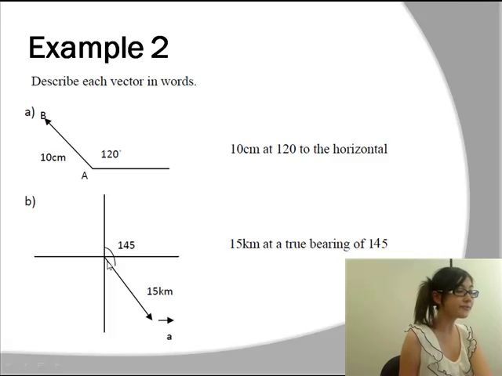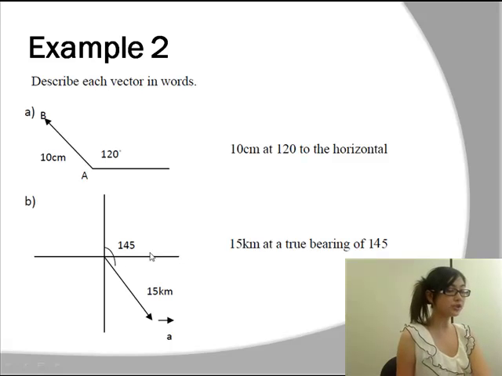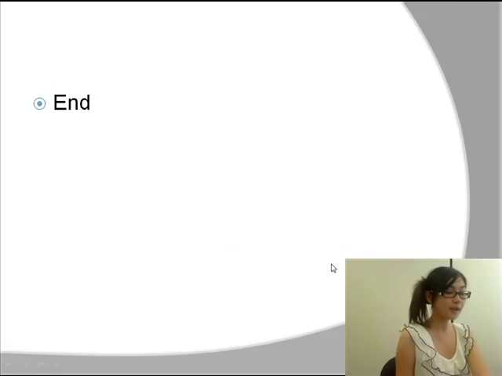Question B, we have a vector of 15 kilometers that's 145 degrees from the north line. So we say it is 15 kilometers at a true bearing of 145 degrees.